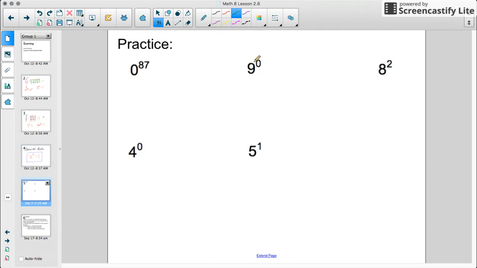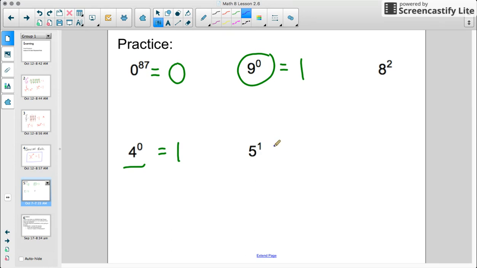Okay, so here we've got 9 raised to the power of 0, so that will just become 1. When you have 0 raised to the power of 87, another way around, this is just 0 times 0 times 0 times 0 times 0, 87 times. So this is just 0. So when the base is 0, you get a different answer. 4 raised to the power of 0 will just be 1. I almost said 0.